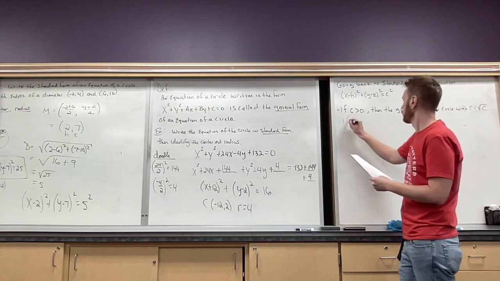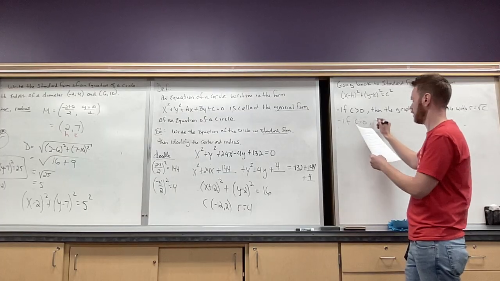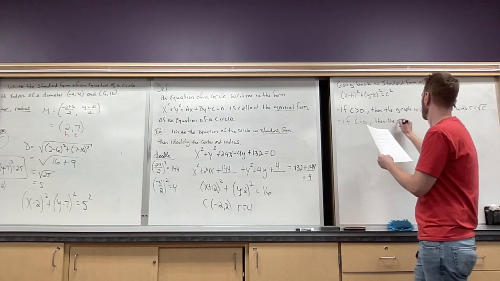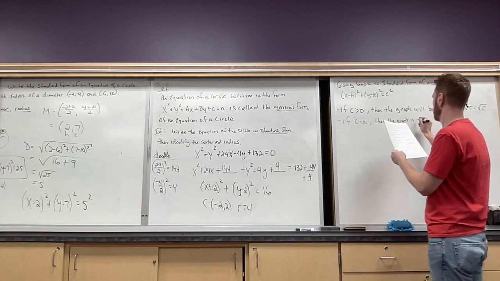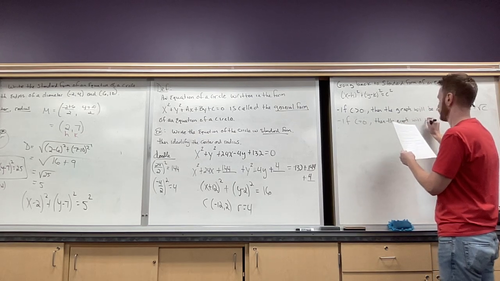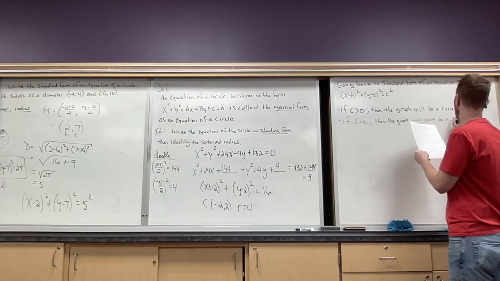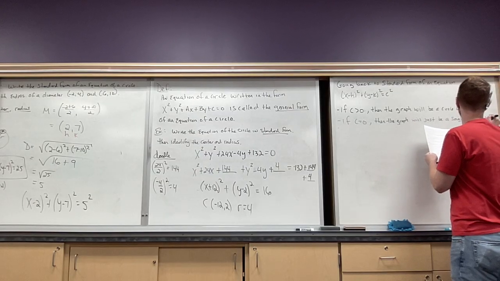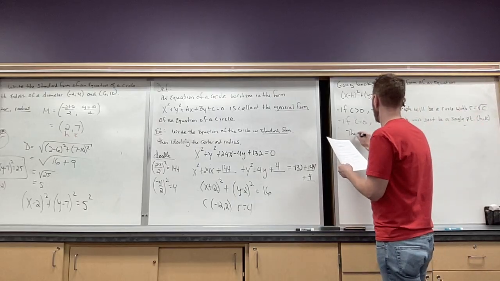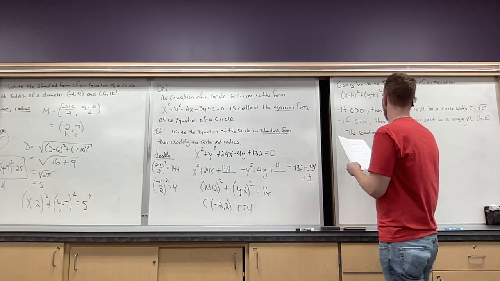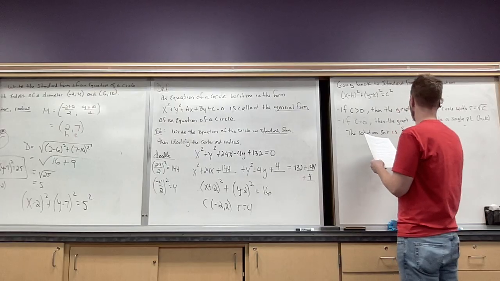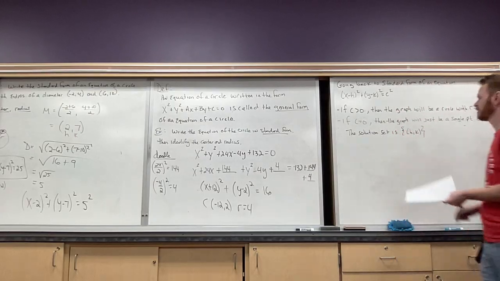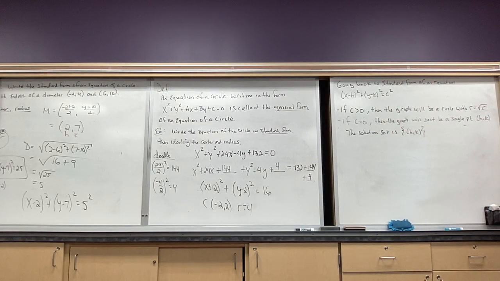We've also said if the radius is 0, well, then the graph will be just a single point, which is not really exciting. It's just (h, k). So the solution set is {(h, k)}, which again, nothing exciting because we don't want to really worry about the center. We want to find all the points outside that circle. But it does happen at times.